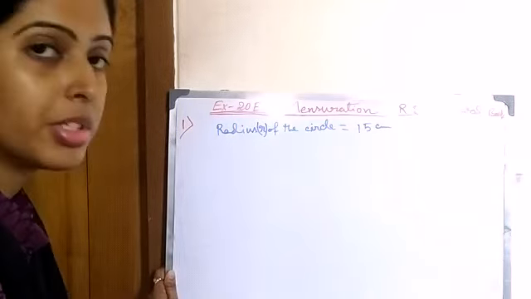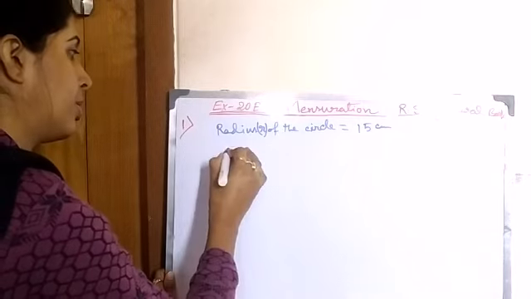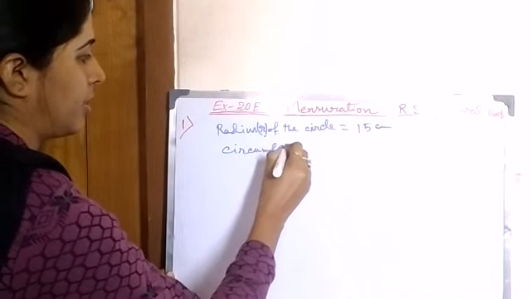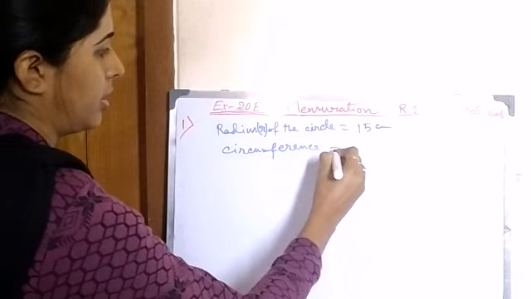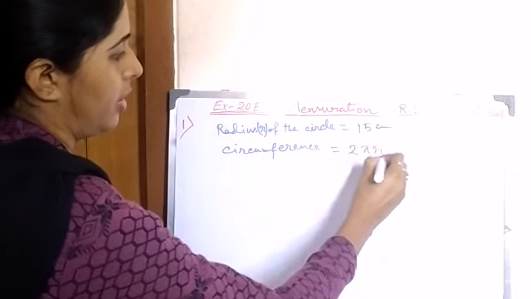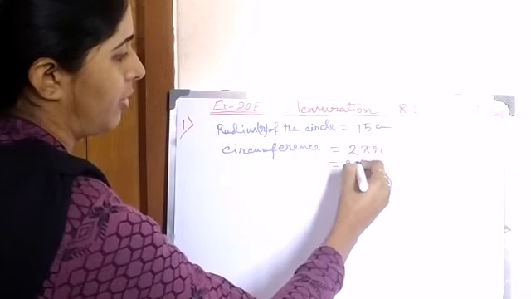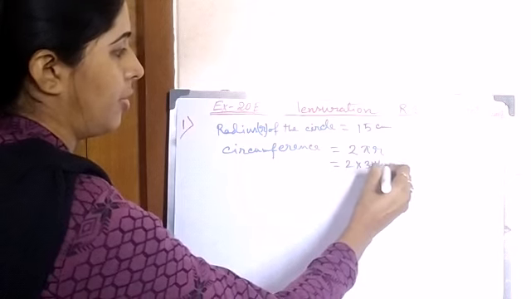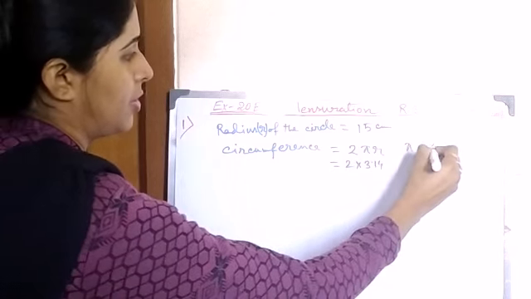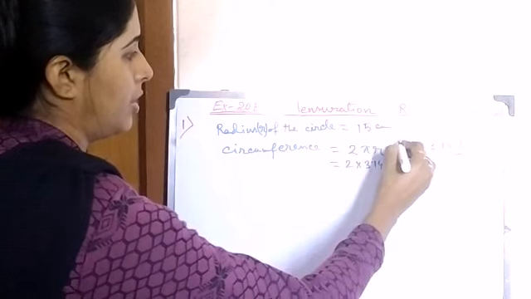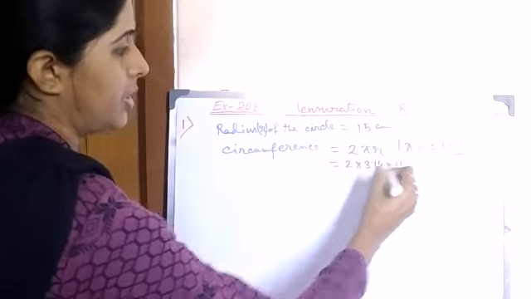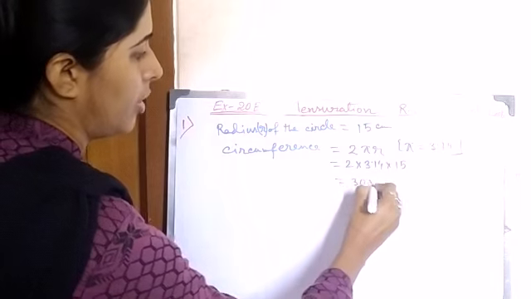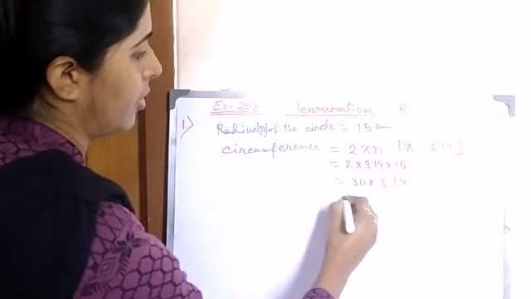So what do we have to find? The circumference. I will first write the circumference formula: circumference equals 2 pi r. Here we put the value of pi and r. Pi value given is 3.14 and r value given is 15. 15 twos are 30, so 30 into 3.14.